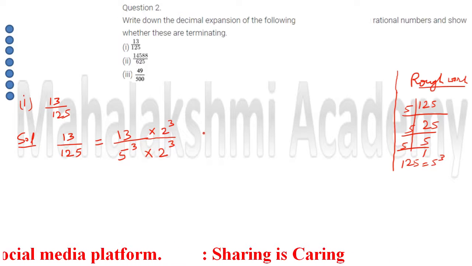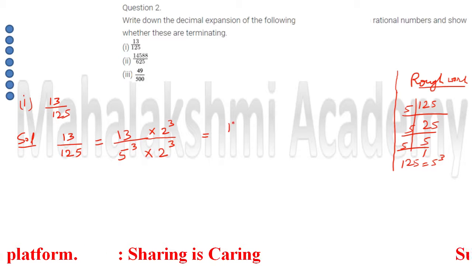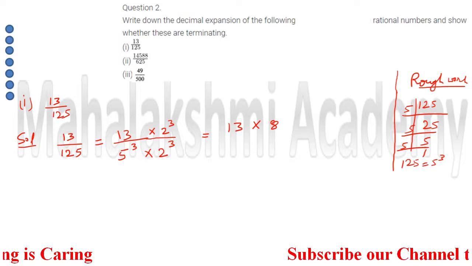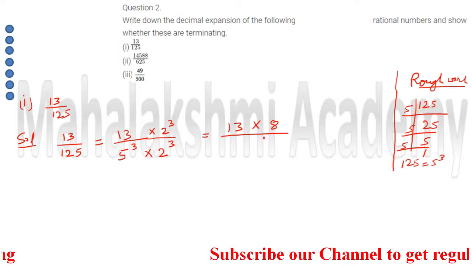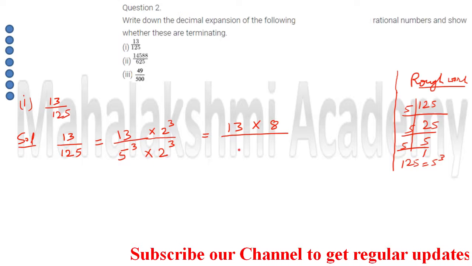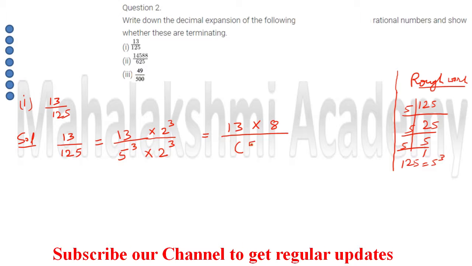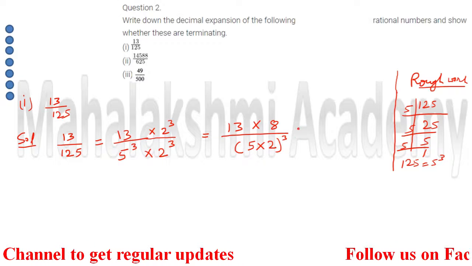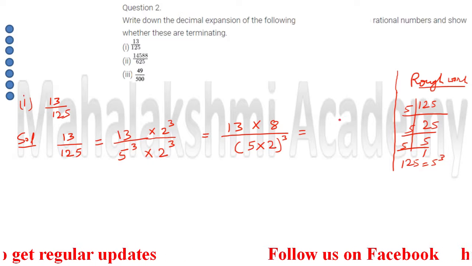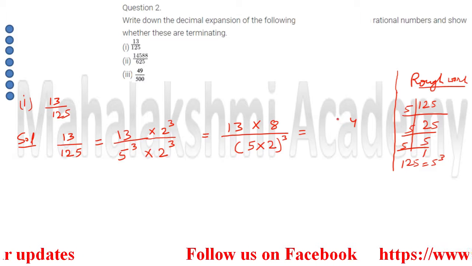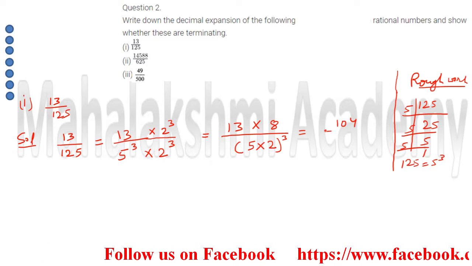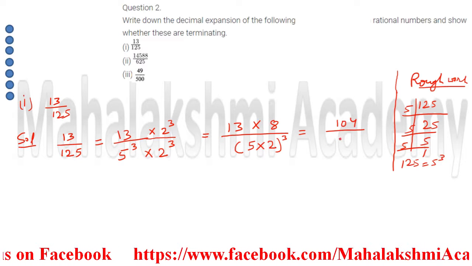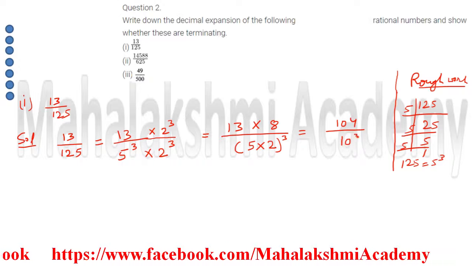After doing this step, the next step is 13 multiplied by 2 to the power 3. How much is 2 to the power 3? It is 8, because 2 into 2 into 2 is 8. And in the denominator, since the powers are the same, we can write the bases in the same bracket, that is 5 multiplied by 2 and whole to the power 3. Now in the next step, we are going to multiply. So 13 times 8 is 104, and 5 times 2 is 10, so 10 to the power 3.